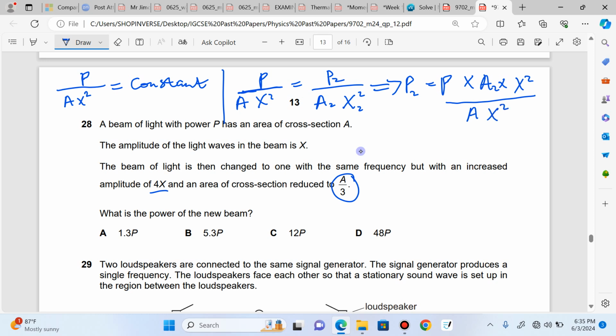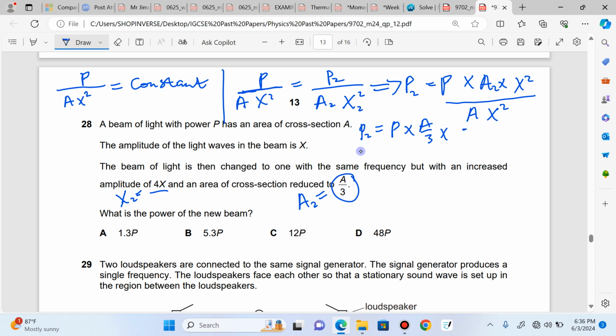Now you were told that the amplitude of the second one is 4 times the amplitude of the first one, while the cross-sectional area of the second one is 1/3 of the area of the first one. Now we put those values into this expression. So the power of the second one will be the power of the first one multiplied by the cross-sectional area of the second one, which is 1/3 of the area of the first one. So I have A over 3 multiplied by amplitude squared, x squared, which is the amplitude of the first one, x.